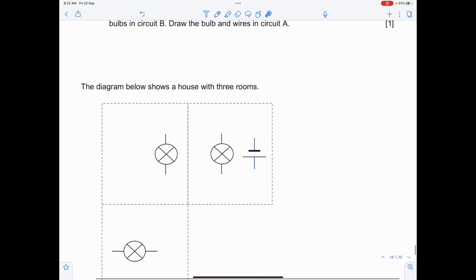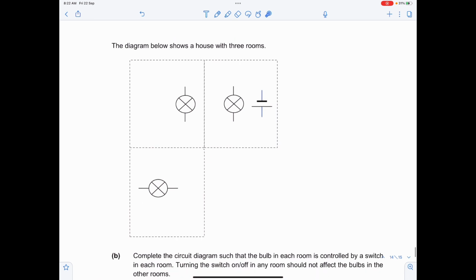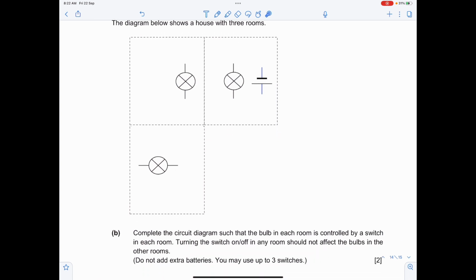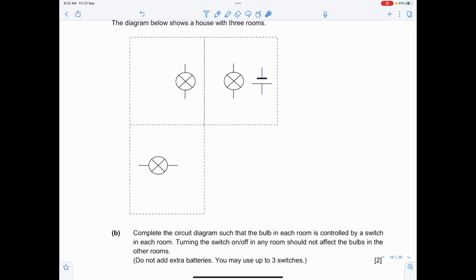Okay. Next, the diagram below shows a house with 3 rooms. Now, complete the diagram such that the bulb in each room is controlled by a switch in each room. Turning on and off in any room should not affect the others. So this tells me that all the switches are in parallel arrangement. Now, when you draw the electric circuit, make sure that the switch is in the individual rooms. I mean, come on, it doesn't make sense for you to put the switch in this room. So I'm going to say this is room 1, room 2, room 3.